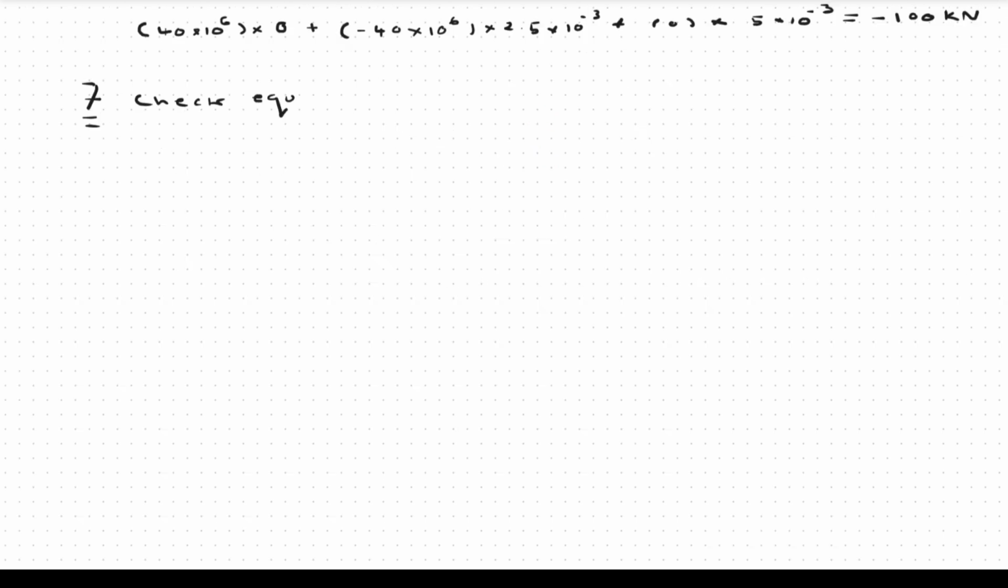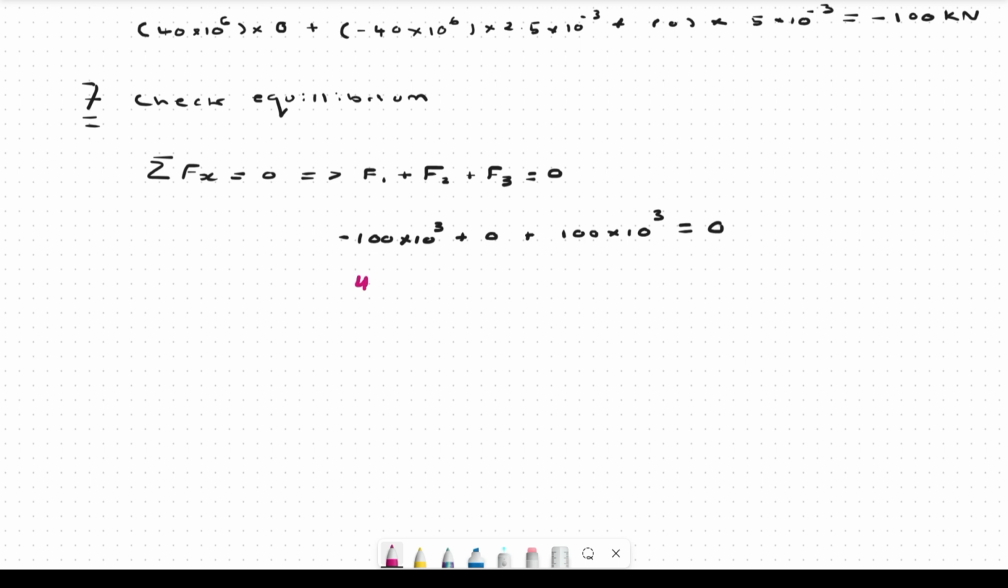And here we go. So the last part is just checking that everything adds up and makes sense. So we're just checking for static equilibrium. So if we add up force 1, force 2, force 3, which are acting on nodes 1, 2, 3, it should all equal 0 for the bar to be in equilibrium.